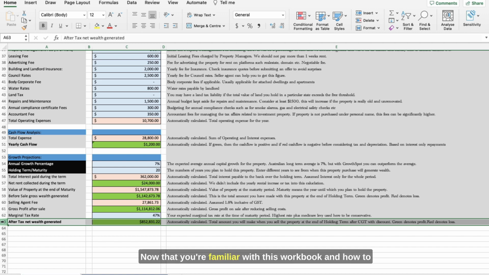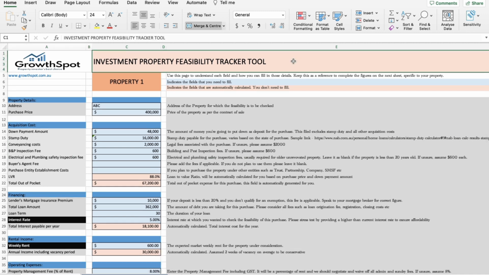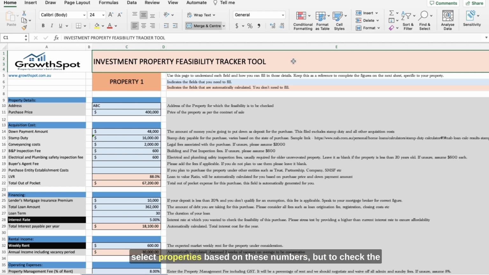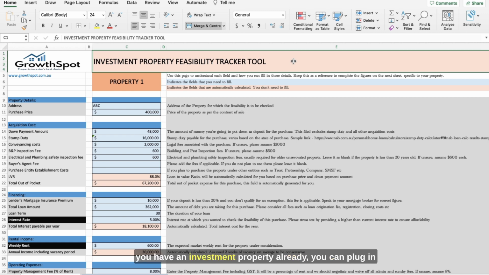Now that you're familiar with this workbook and how to use it, let me remind you one thing again here. The purpose of this workbook is not to help you select properties based on these numbers, but to check the numbers of the properties you have already shortlisted based on various short-term and long-term data factors. So please do not take any random property from realestate.com or domain and check the feasibility with an intention to purchase. Of course, you can do it for practice, and if you have an investment property already, you can plug in those numbers and have a trial go at it.